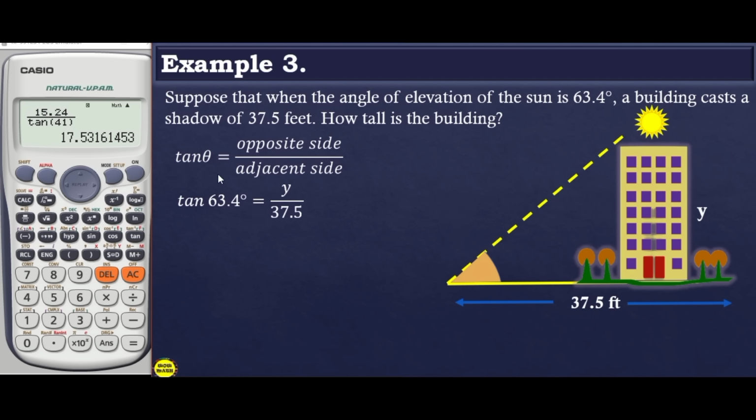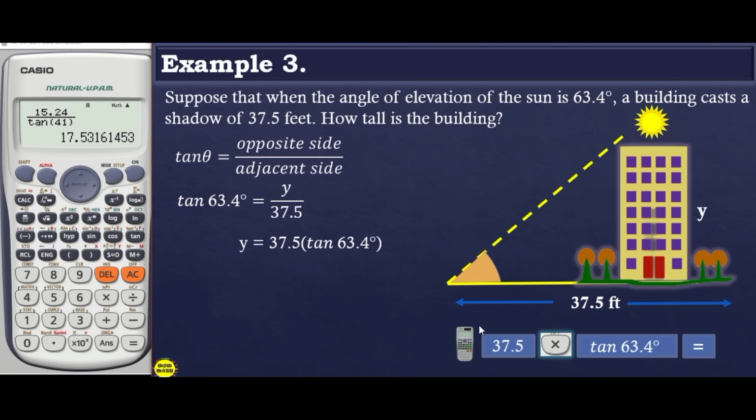Now, cross multiply, okay? Since walang kapartner yung unknown mo dito, ibig sabihin y lang yan. Hindi kagaya kanina na nilagay natin sa denominator yung ka-pair niya. So, since wala siyang ka-pair, so y is equal to 37.5 times tangent 63.4 degrees. Or pwede rin namang tangent 63.4 degrees times 37.5. Kahit ano naman pong mauna dyan. Okay? So, isolve natin. Paano natin siya isosolve? Using this. So, ito po yung guide natin.